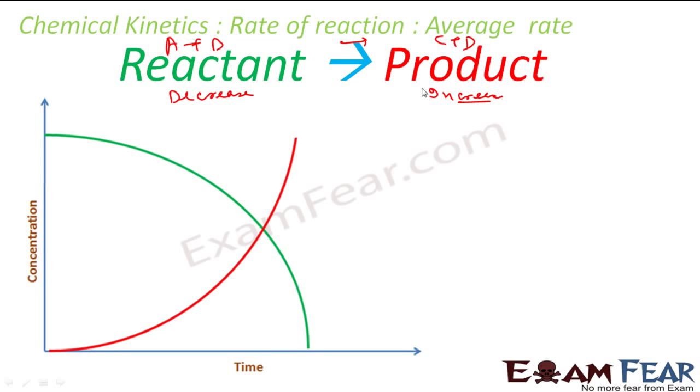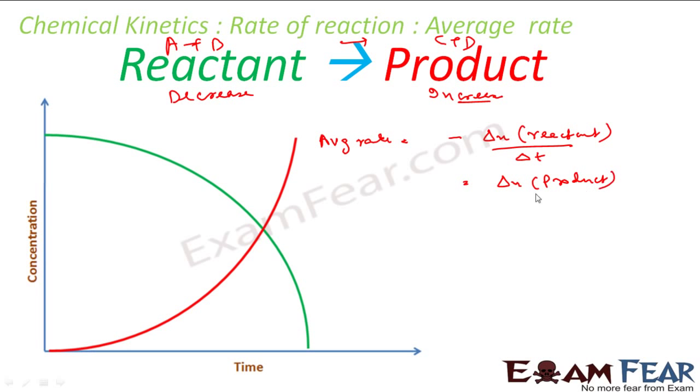Correct? So if I want to write the average rate, it is nothing but minus delta n, because I am talking about the number of moles of reactant, by delta t, or you can say delta n of product by delta t. Please note there is a negative sign here and there is no sign here. There is a positive sign here.